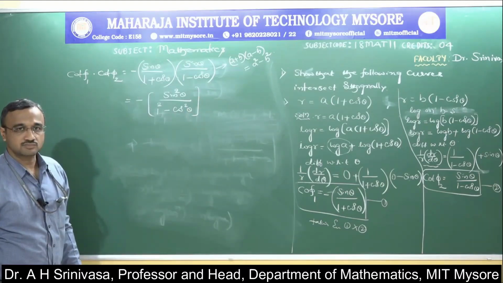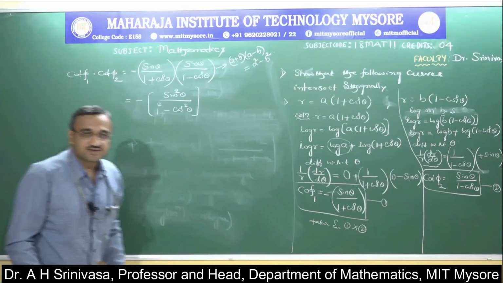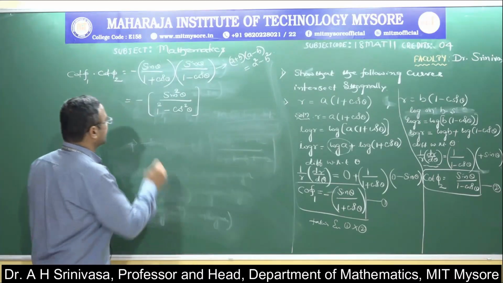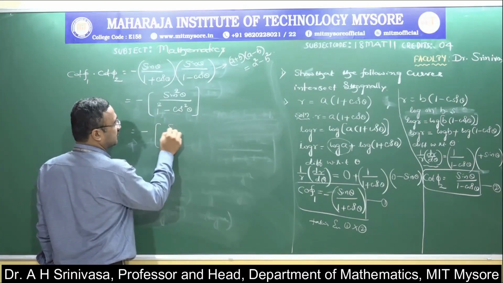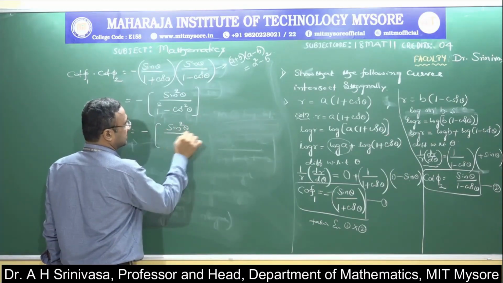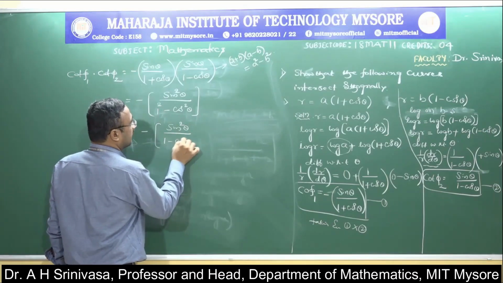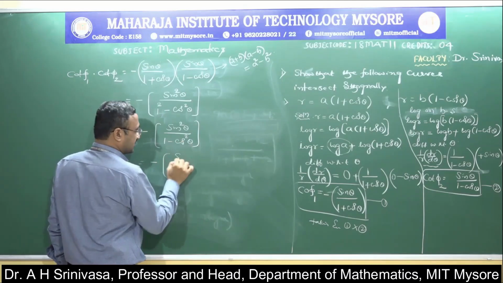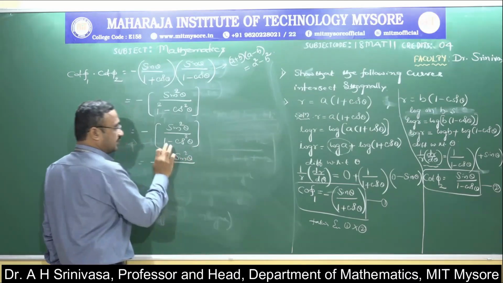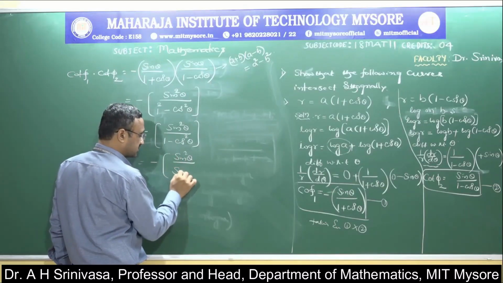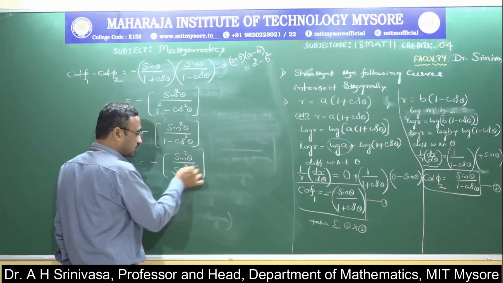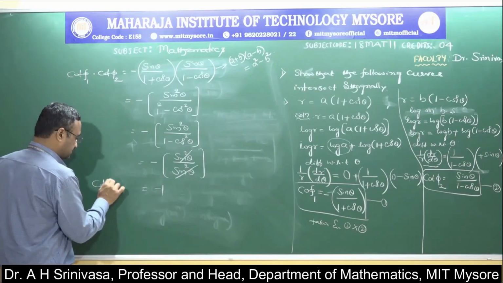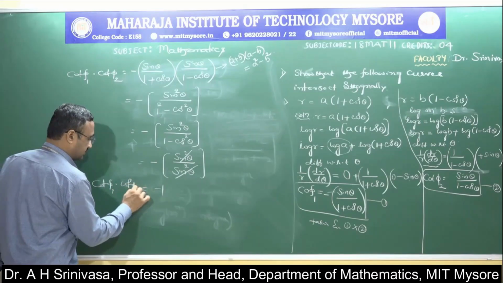Now using the identities of trigonometry, write 1 square minus cos square theta as sine square theta. This is familiar to everyone. So it is minus sine square theta divided by 1 minus cos square theta, which is sine square theta. Now cancelling these two, we get minus 1. That is cot phi 1 into cot phi 2.